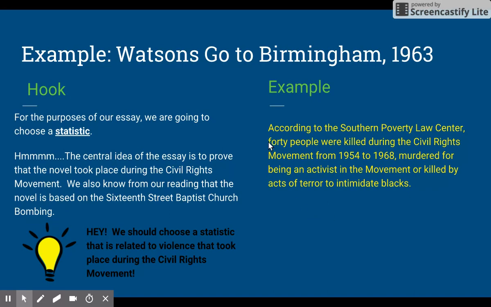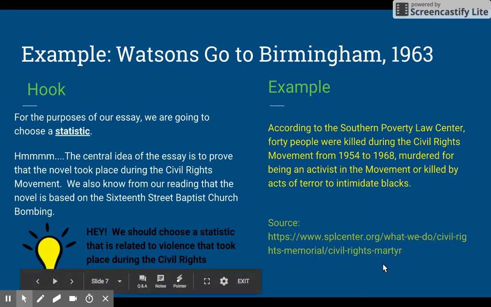So it's a statistic. That means it's a definite and specific fact. 40 people were killed. And it also gives us the dates of the civil rights movement. I've also made note of my source information. Whenever you use outside sources, you always want to be sure that you keep track of that.